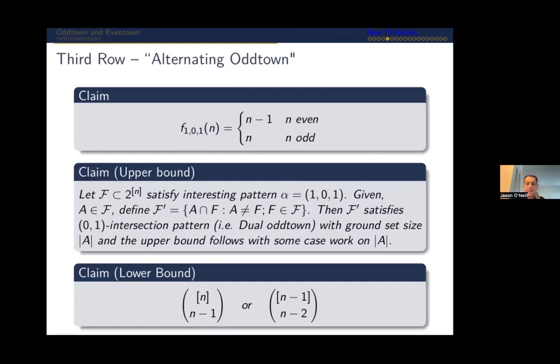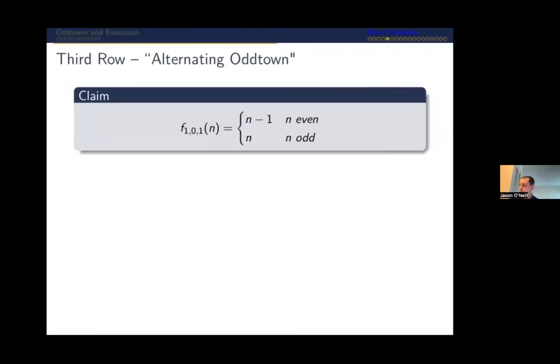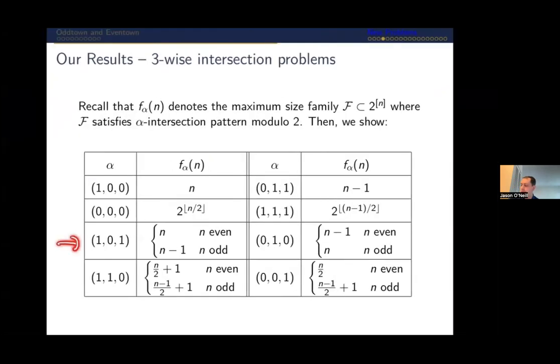Okay, so that is alternating oddtown, which was the third row on the previous slide. So let me just go back. So that's this third row here. And then the other one is similar. And now we're going to look at this fourth row problem.